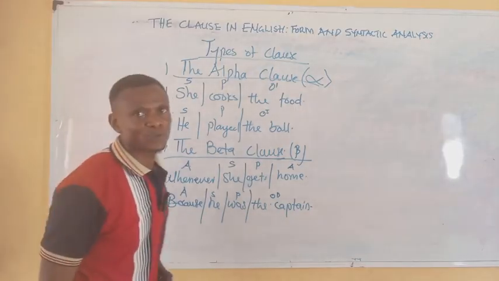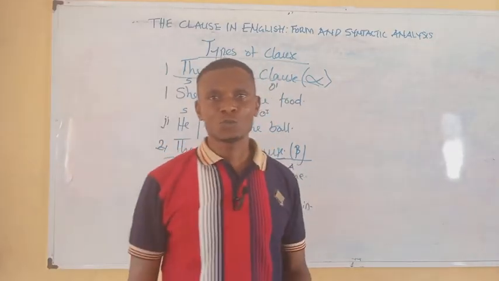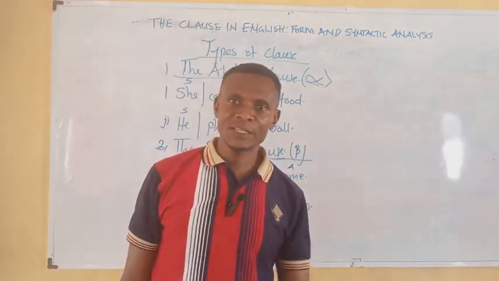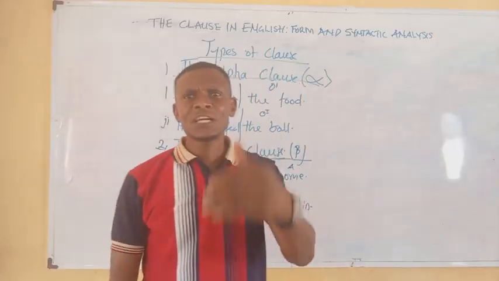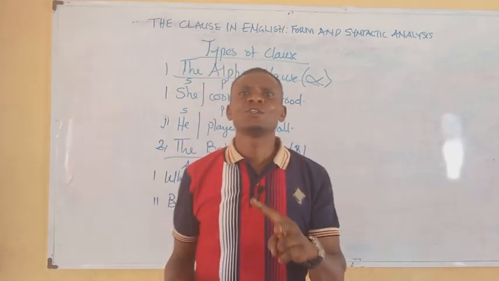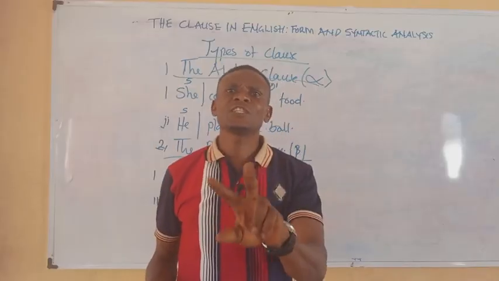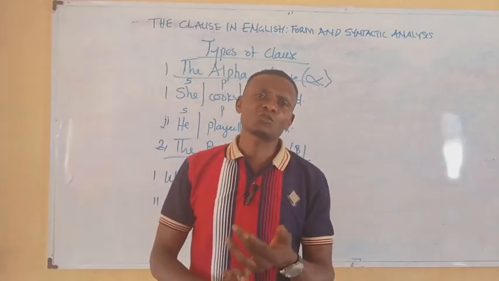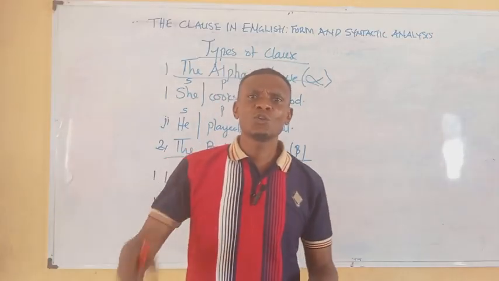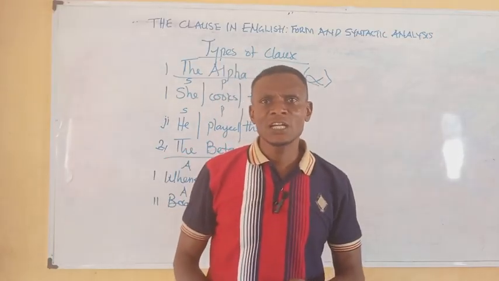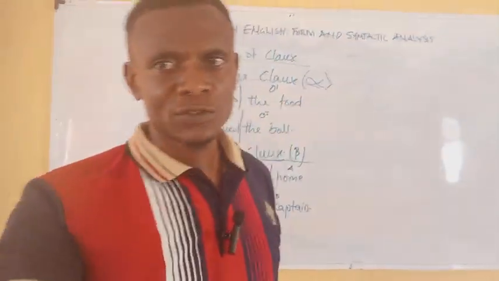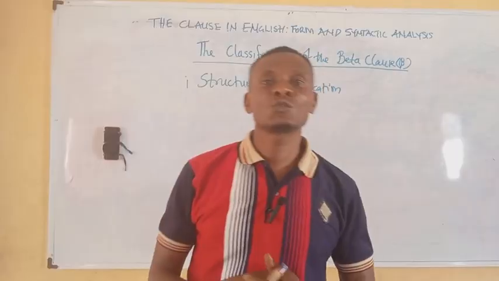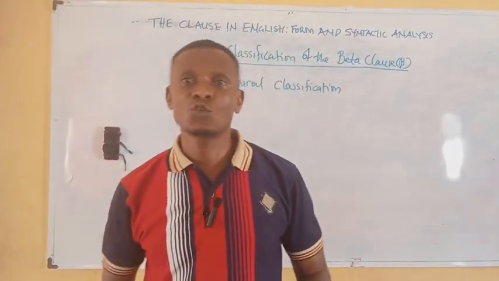These are the two types of clause we have in English. This is beta clause and alpha clause. Then beta clause further has two classifications. We have it as structural classification, then we also have it as functional classification. Let's look at the structural classification of beta clause.